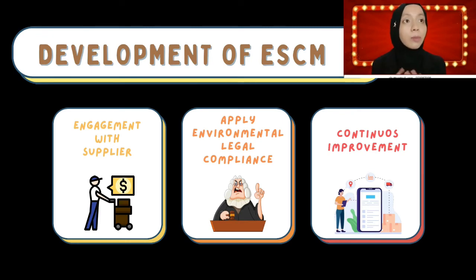environmental performance and improve it. Okay, so next, by applying environmental legal compliance, I know this one environmental principle in the UN Global Compact. They said the business should use a precautionary approach to environmental challenges. And lastly, we need continuous improvement in our environmental management.